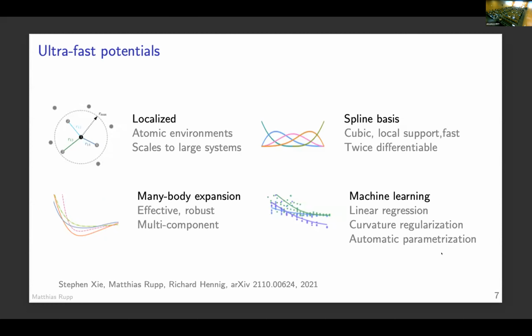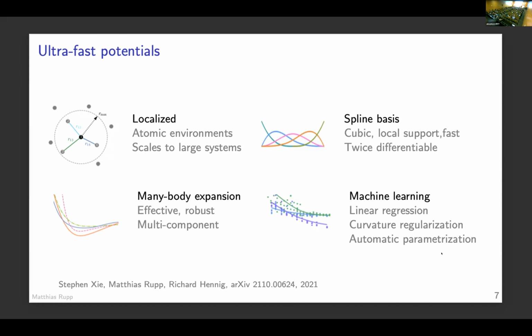And we add in a little bit of machine learning. For example, we regularize by the curvature. So the usual regularizer that controls the smoothness of your machine learned potential is, for example, the squared norm of your coefficient vector. But that kind of keeps all the coefficients low, which is good because you avoid large canceling coefficients or overfitting.